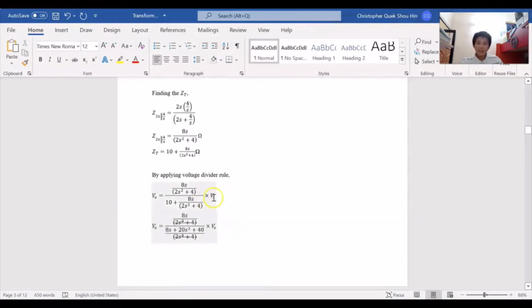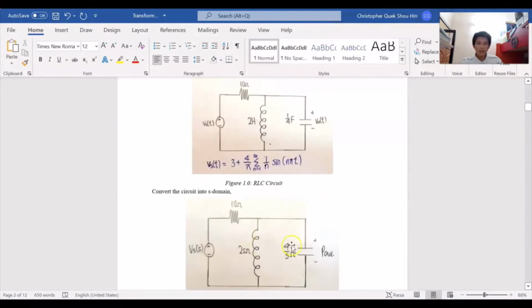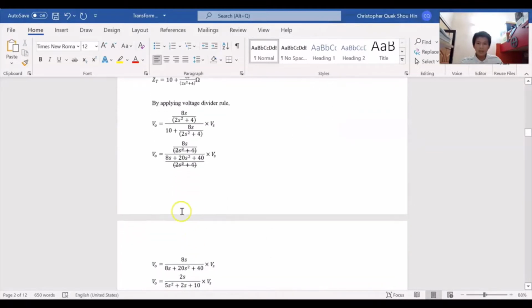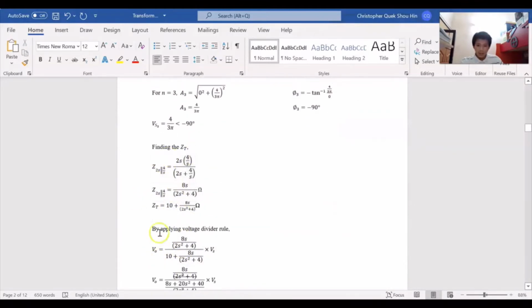Next, by applying the voltage divider rule, we calculate V0 across the capacitor. So before that, we calculate the total impedance. First, we calculate the impedance of the components connected in parallel, which are the inductor and capacitor, and we got this, which is 8s over 2s squared plus 4. So the total impedance adds the series resistor, so plus 10. So this is the total impedance.